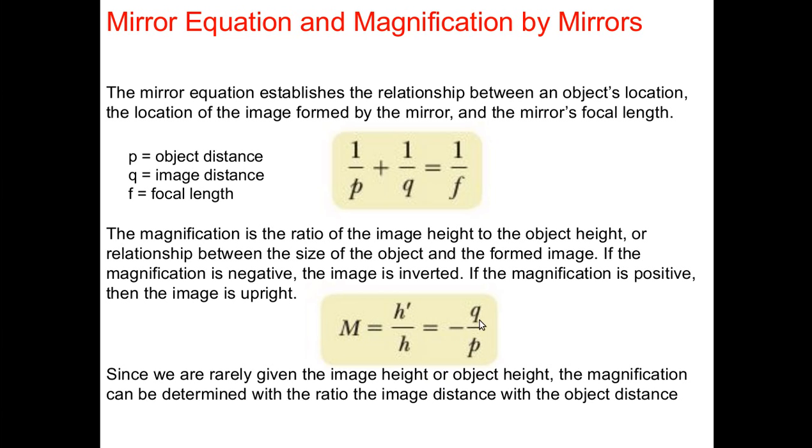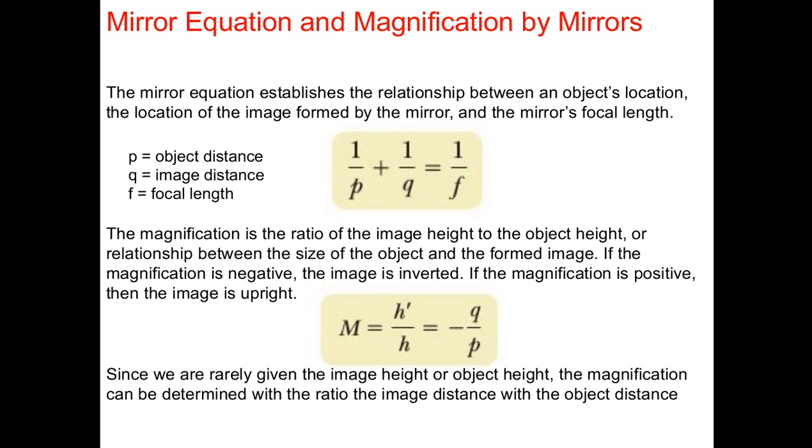But this ratio, the absolute value, q over p, tells me whether it's smaller or larger. So if q over p is between 0 and 1, the image is smaller. If q over p is greater than 1, the image is larger. So these are basically our two formulas.